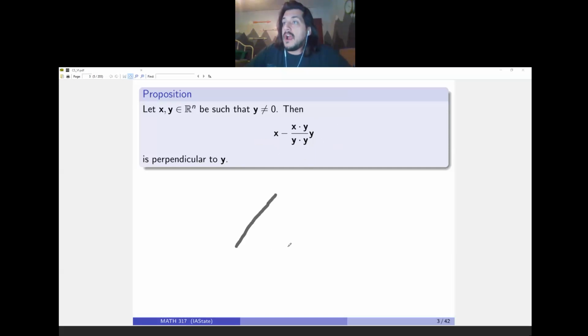The picture for how this all works: here is x, here is y, and this component right here is this thing right here. Note, that thing is just a scalar multiple of y.